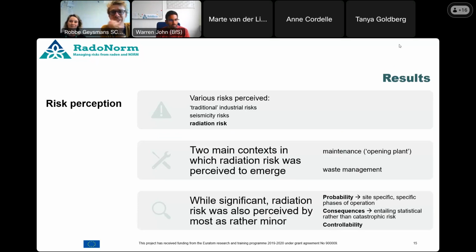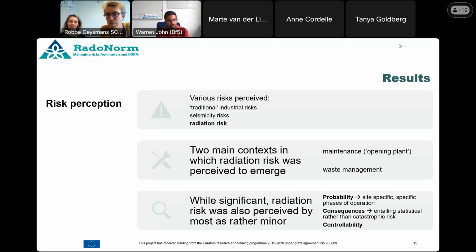First of all, we noticed that actually these stakeholders perceive various risks when it comes to managing a geothermal energy plant. Some of them you can classify as traditional industrial risks. So it's working in industrial sites, which brings risks of fire, of working at heights, of having malfunctioning of certain instruments, etc. These are traditional industrial risks. They also talked a lot about seismicity risk.